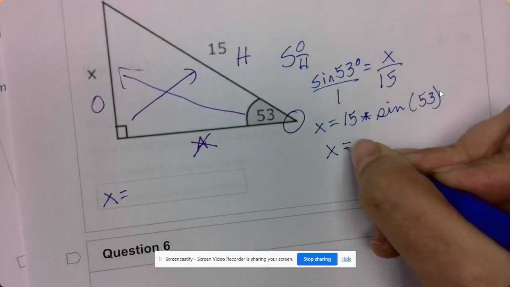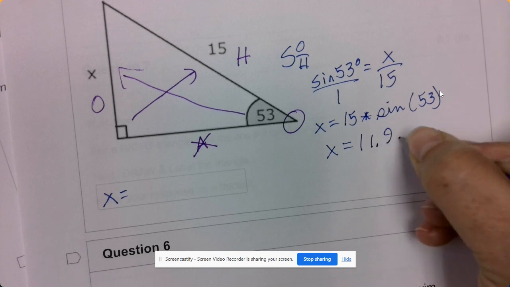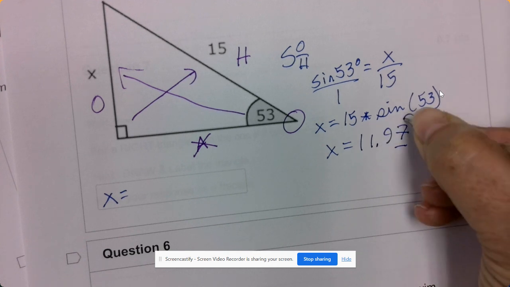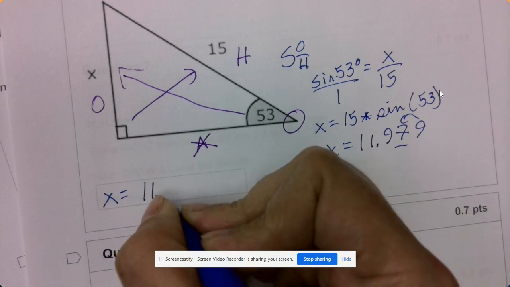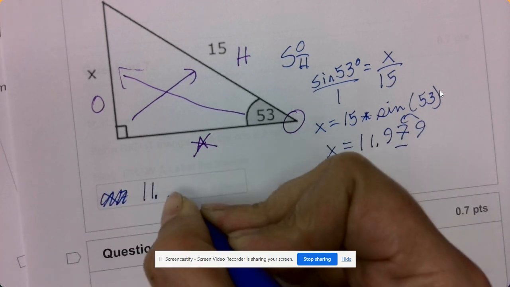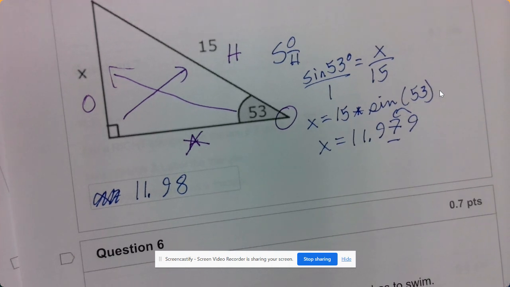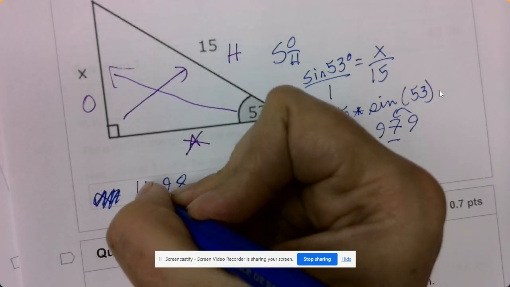And I got 11.9795 and up, rounded up, so it's going to be 11.98, 5 and up, rounded up. Everybody, don't put the x equals, you just put the number in.